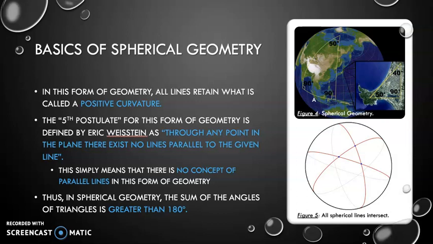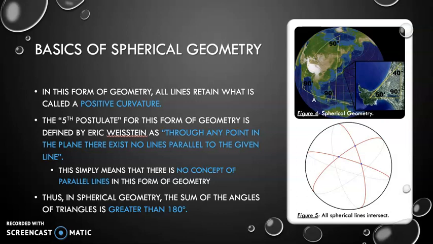If we look at figure 4 and the line segment A, you can see a little bit of a curve exhibited in the line. This is because all lines of spherical geometry retain what is called a positive curvature. You'll also notice that there are actually two right angles on this triangle. That's because in spherical geometry, the sum of angles of triangles is always greater than 180 degrees. If you look at the triangle on the right-hand side, it shows what we would consider a normal triangle or a triangle that obeys Euclid's principles, but it's only an estimate because since it's on a spherical surface, spherical geometry is required to calculate the exact distance and angles.